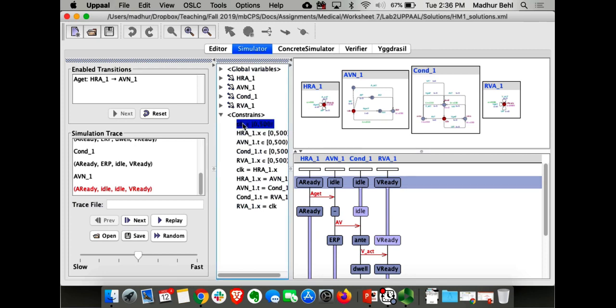This is the global clock. If you were looking at any of these clocks, there's the HRA clock, the AVN clock. You can examine any of the clocks in their individual automata as well.